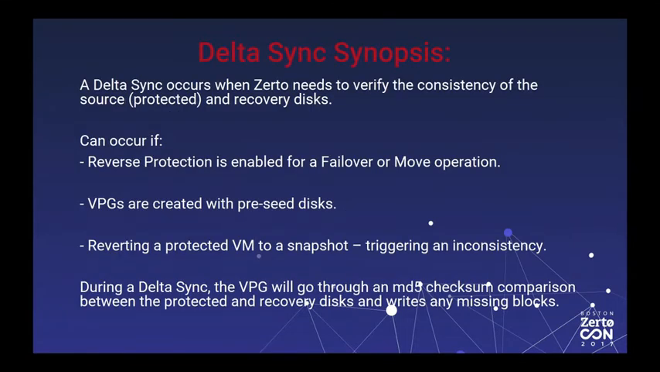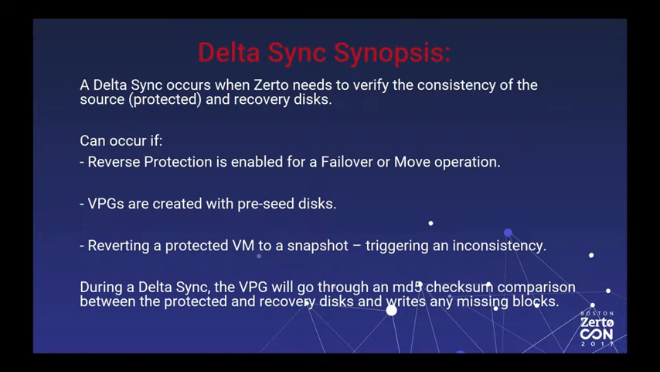Okay, so we're going to start with the delta sync. What is the delta sync? A delta sync occurs when Zerto or the VRAs need to verify the consistency of a protected and a recovery disk. That can happen for a few reasons. One of them is if you are doing a live failover and reverse protection is enabled. Once we fail over, we now need to compare the two disks to make sure we're still consistent.